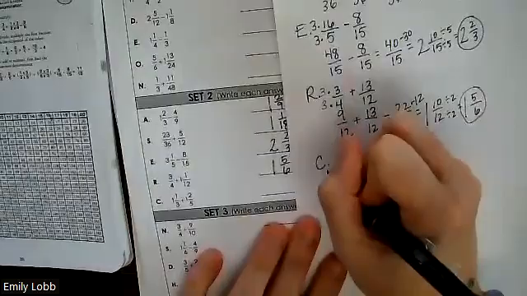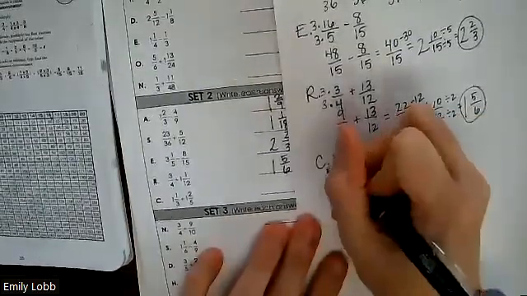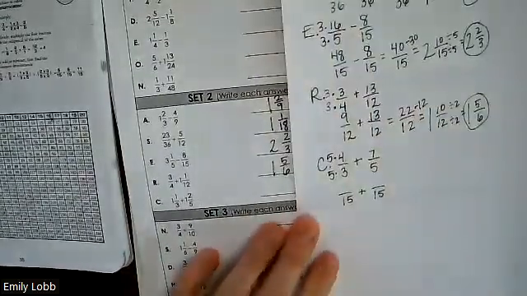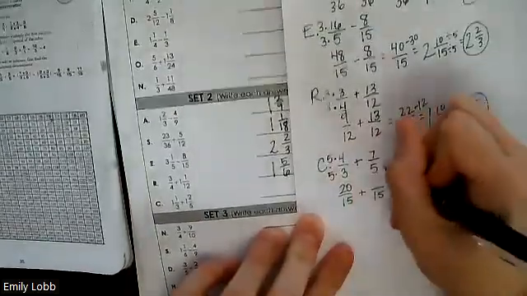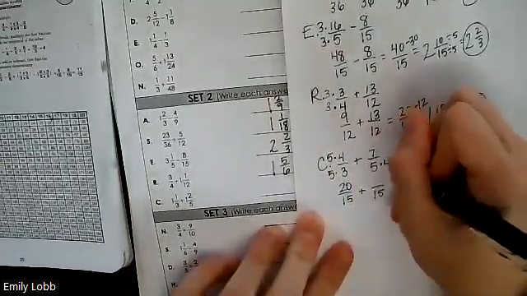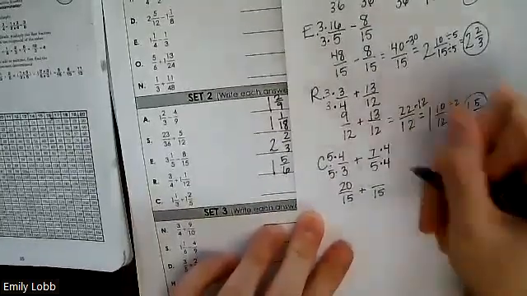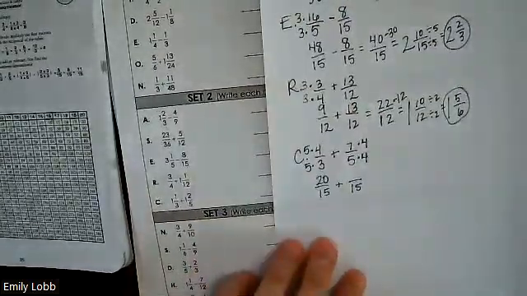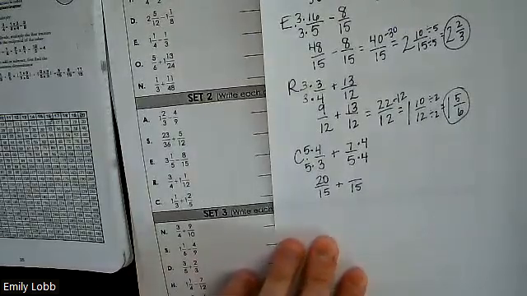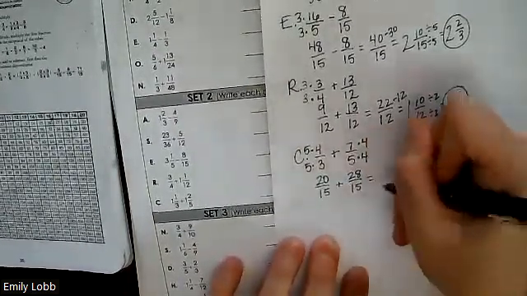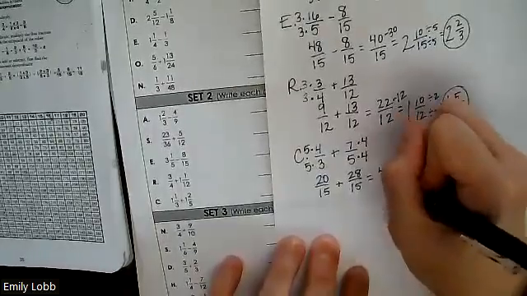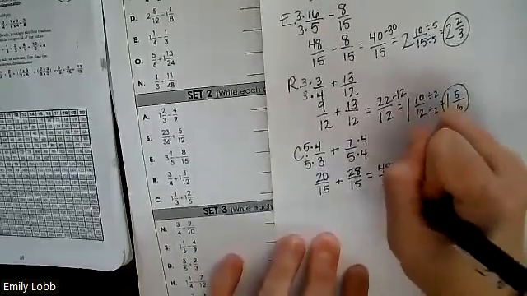So I have to multiply the 3 by the 5. So I have to multiply the 4 by the 5. What's 5 times 4? And I have to multiply the 5 by the 4. So what's 7 times 4? 7 times 4 is 28. So now I have 48 15ths.